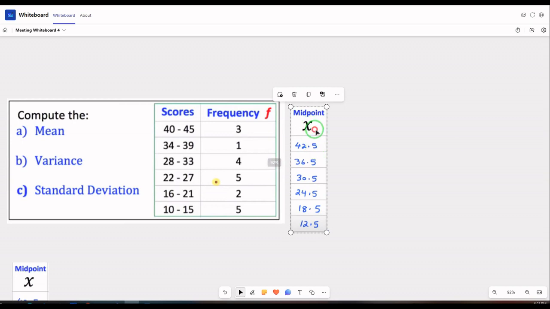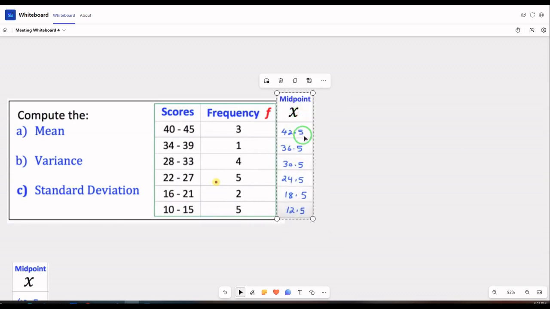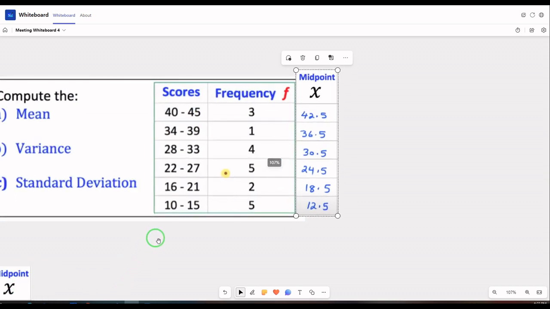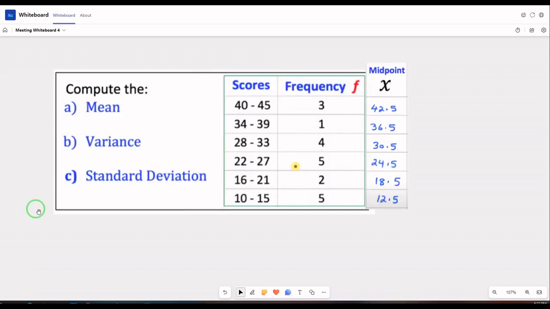I've already calculated the midpoints, and as you can see here, for each one, I've put it here. For this one, the lower boundary is 34, the upper is 39. If you add them together, divide them by 2, it would be 36.5. So some of you might ask why this table is arranged from high to low.